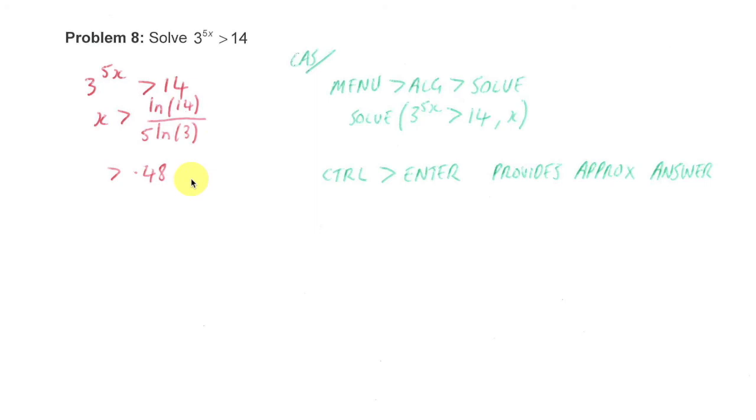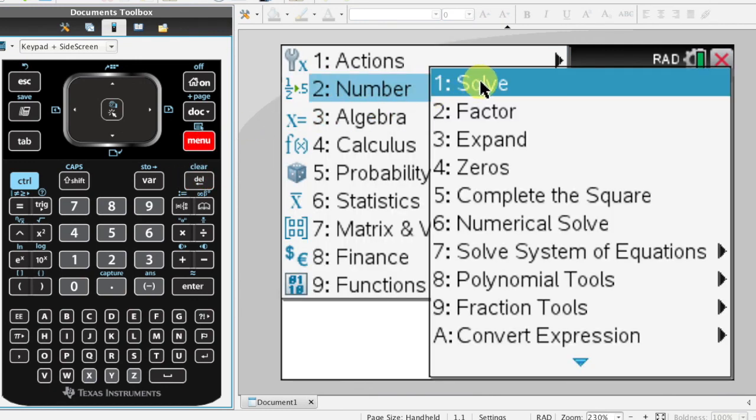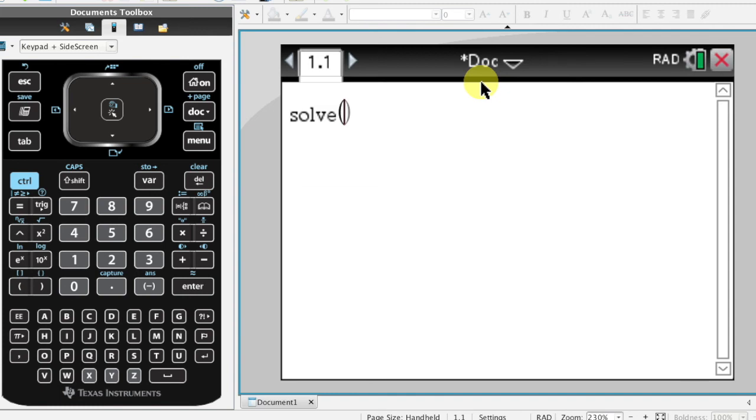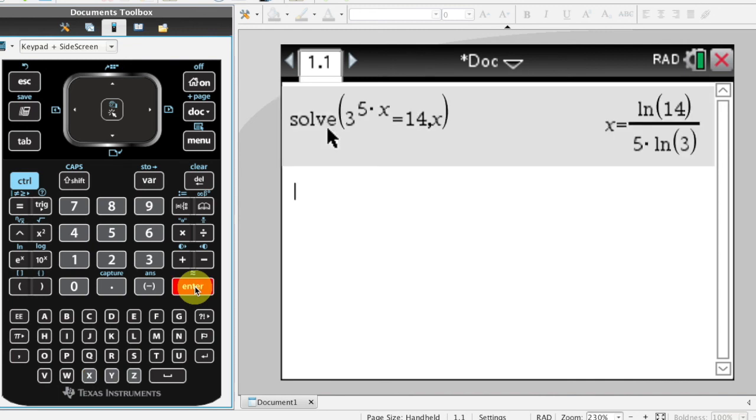Let's look at how we produce that with the CAS. So I want Menu, Algebra, and Solve. And it's base 3 to the power of 5 times x, and that's going to equal 14. And I'm solving for x. All right, so that's the exact answer as you saw in the solutions, and then go Control Enter, and I've got the 0.48, and that's corrected to 2 decimal places.